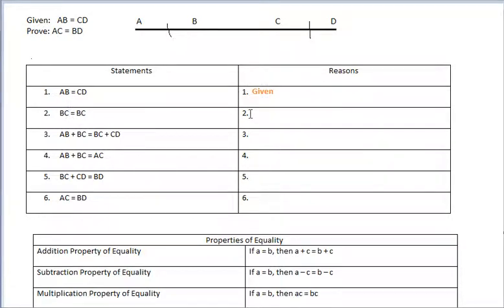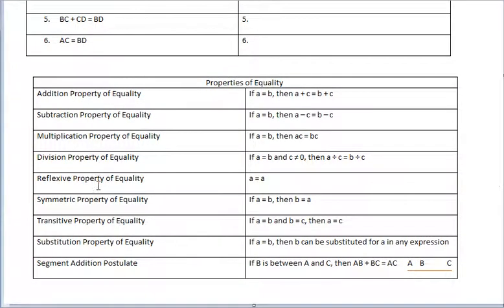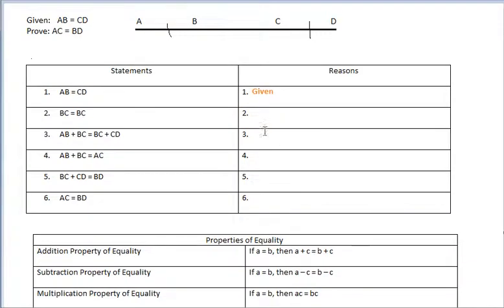Now the next one. BC equals BC. I'm going to come down here, and I'm going to look and see which one of those will help me. Which one of those is the reason? BC equals BC. Well, that's identical on both sides of the equation. And so I think that reflexive is going to be my reason. So I'm going to type reflexive property of equality. And that is the reason why BC equals BC.